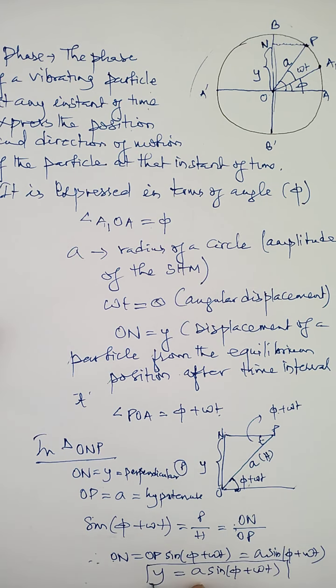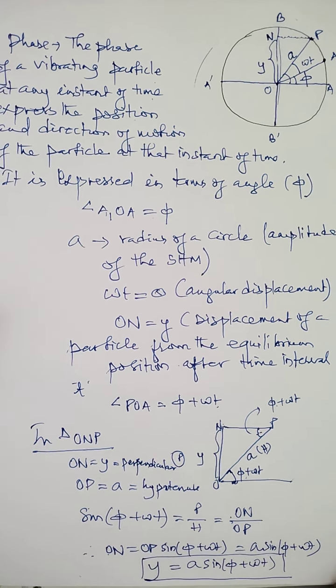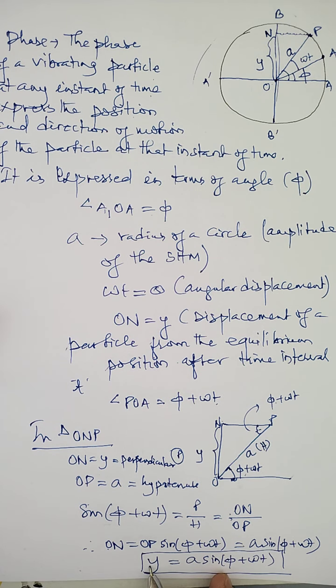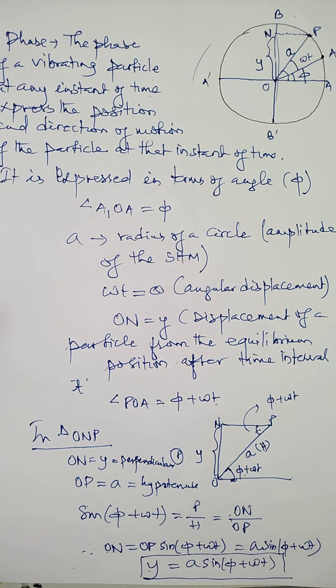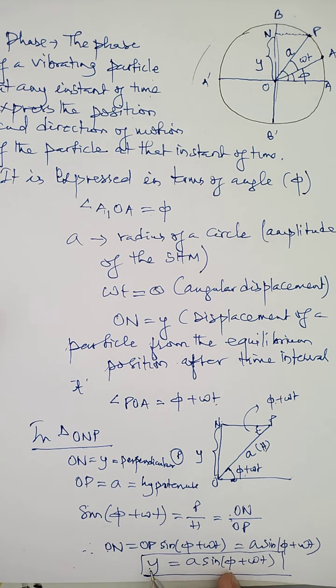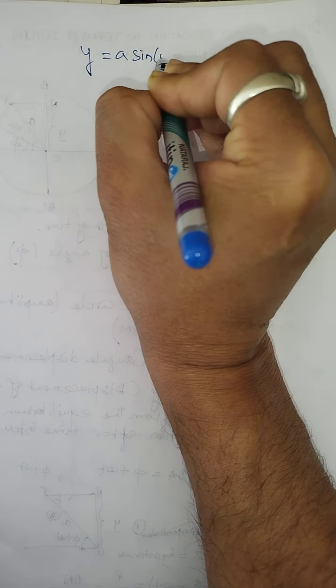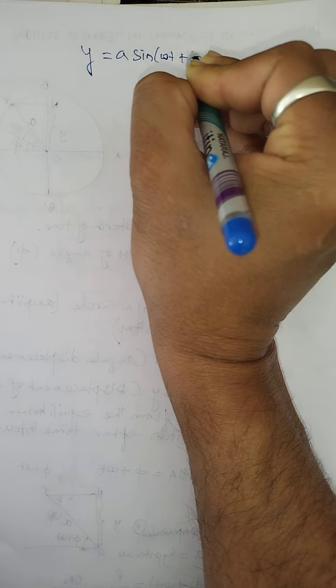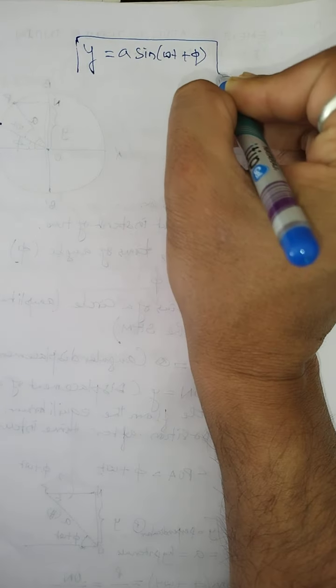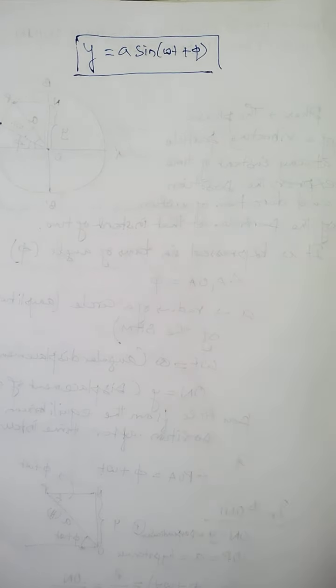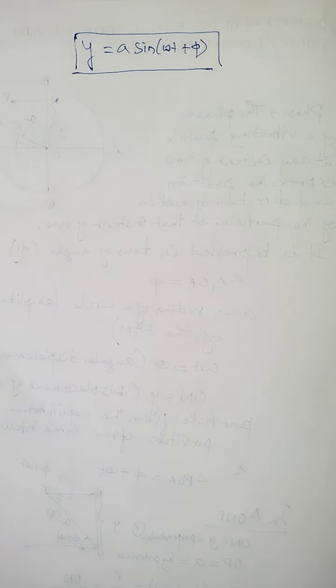So look at the relation that we derived now. This is the displacement equation, and the displacement equation in simple harmonic motion in terms of epoch or initial phase is given by Y equals A sine (phi plus omega t). The same relation we can write as Y equals A sine (omega t plus phi). Same thing. So this is the displacement equation of simple harmonic motion in terms of epoch or the initial phase.